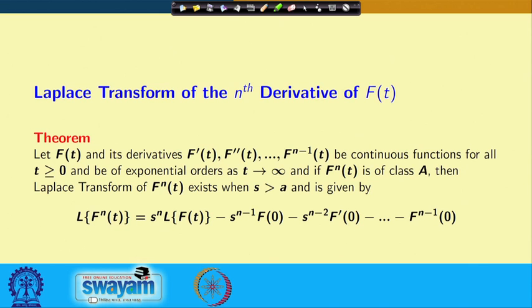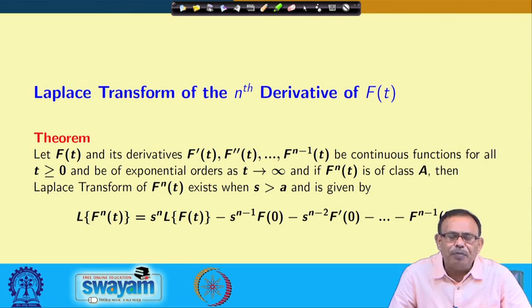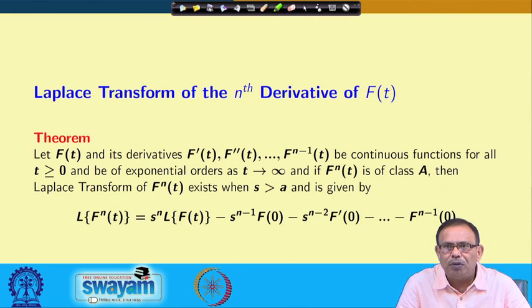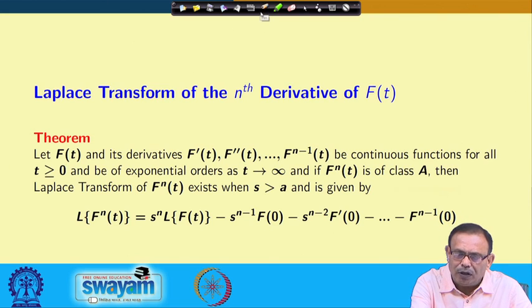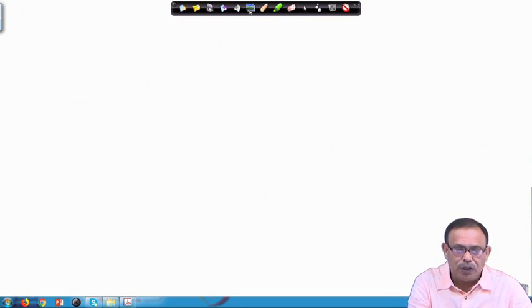Now, let us take the next one, that is Laplace transform of nth derivative of f t. Means once I know the derivative of Laplace transform, what can be the Laplace transform of nth derivative of a function? This is equals s to the power n Laplace transform of f t minus s to the power n minus 1 f 0 minus s to the power n minus 2 f dash 0, like this way, minus f n minus 1 0. So, let us see how we can prove this thing.